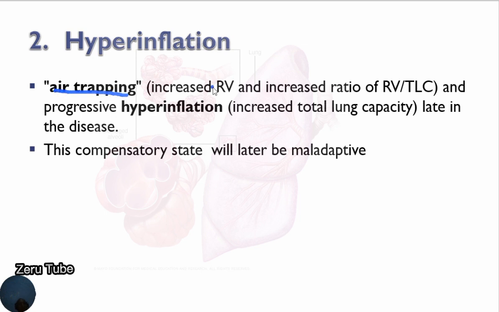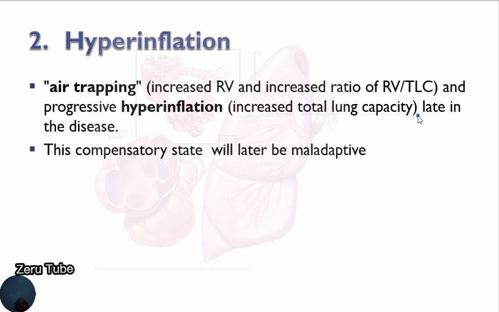The air trapping within the alveoli increases the residual volume and increases the ratio of residual volume to total lung capacity. So the residual volume, the amount of air remaining in the lung, increases. This progresses into hyperinflation. Due to that, there is increased total lung capacity.